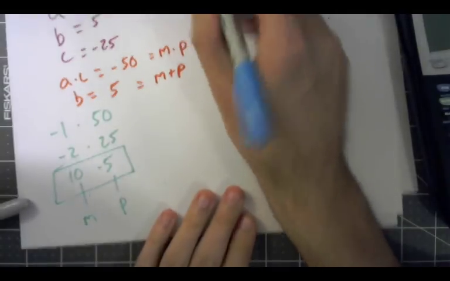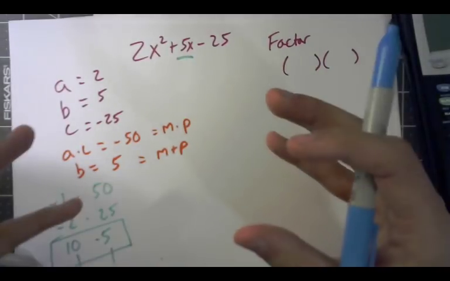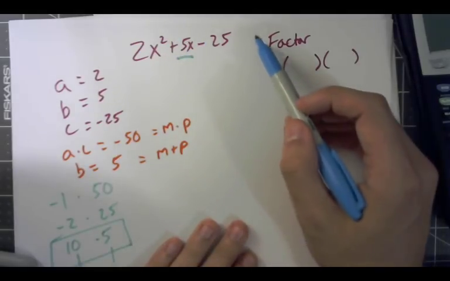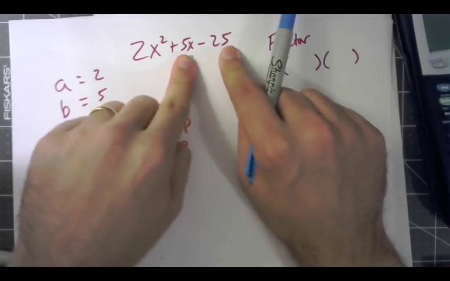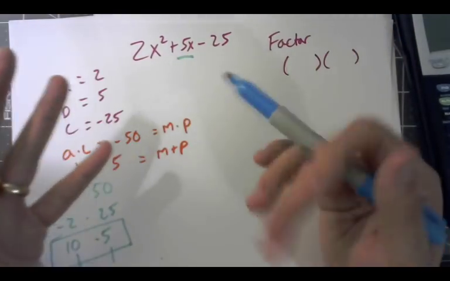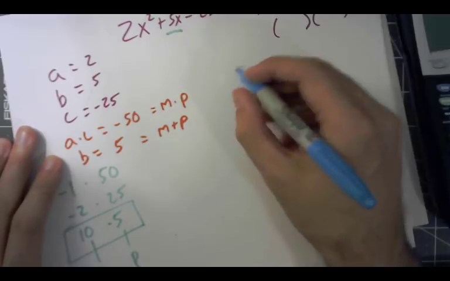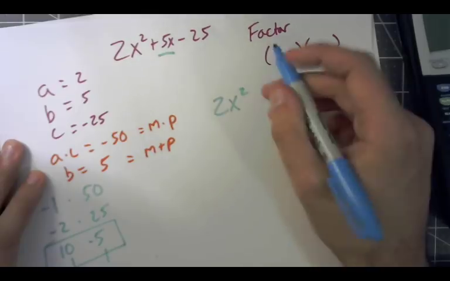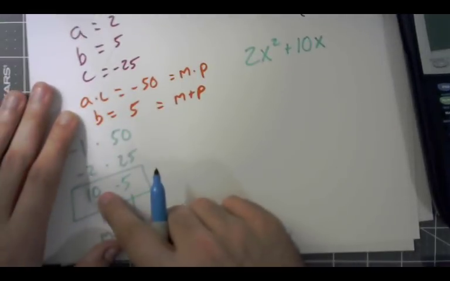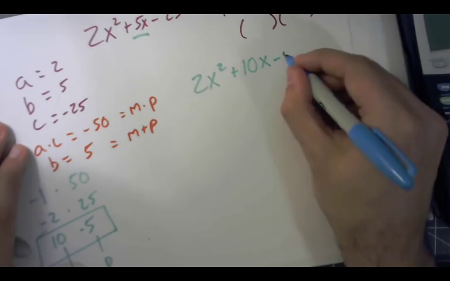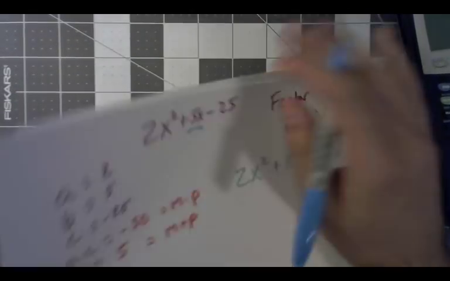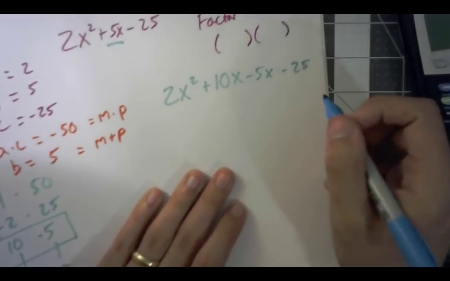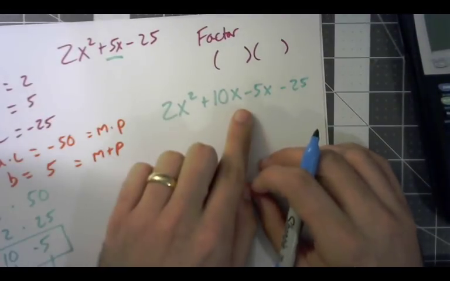What we're doing is we're taking this 5x and expanding it. We're making it more complicated, so that we can factor something out of the first two terms and then factor out of the next two. Because right now, only this 5 and this 25 have something in common, and we can't do anything with that. So I have 2x squared. Instead of 5x, I'm going to do plus 10x minus 5x minus 25.